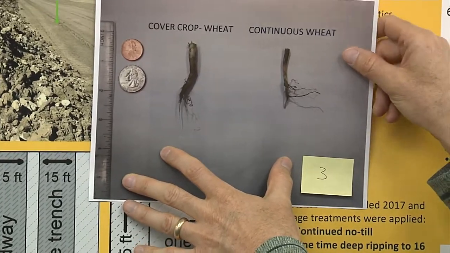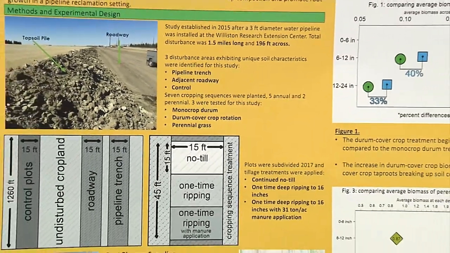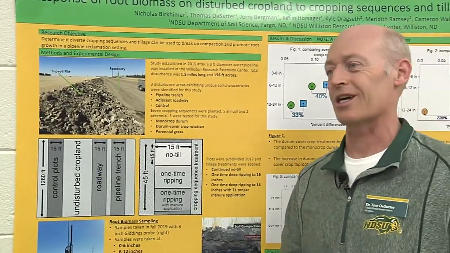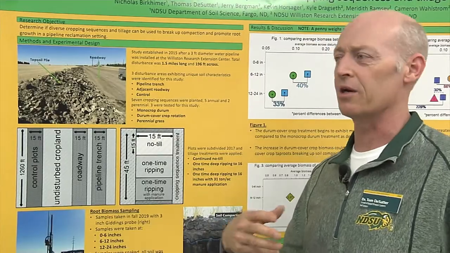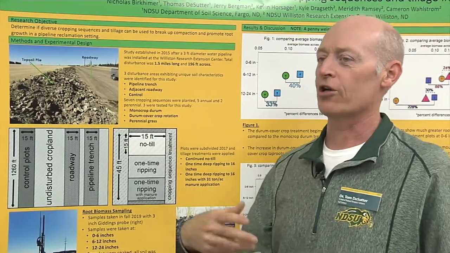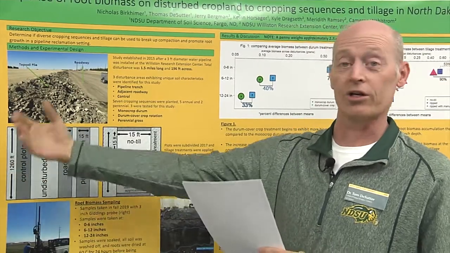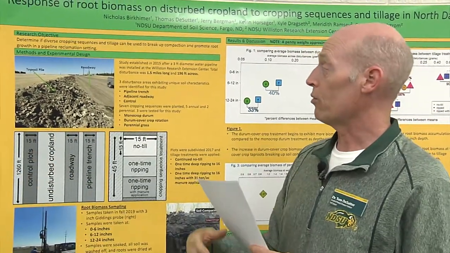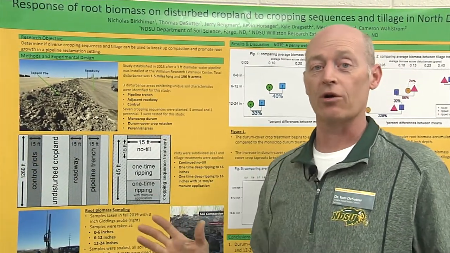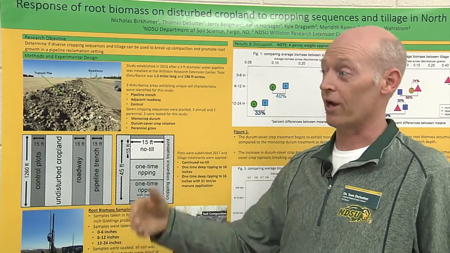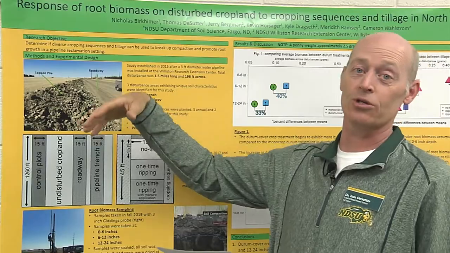So the last thing I'm going to show is a perennial grass. One of the things people ask is, okay, you're doing all these rotations, but at the end of the day, what are you going to compare it against? What is the extreme, if you want to go to the other side? Well, what we did is we planted a perennial grass throughout the whole study. And this will be a good example of the maximum, the best you can do.